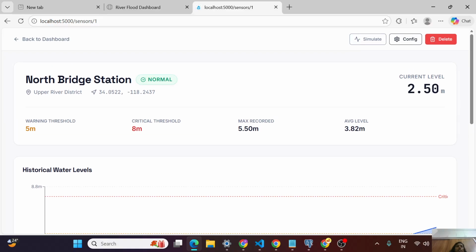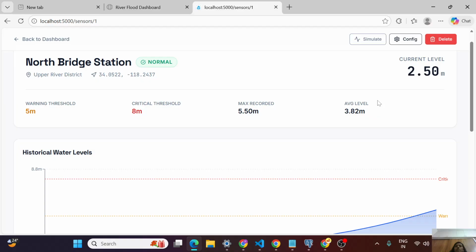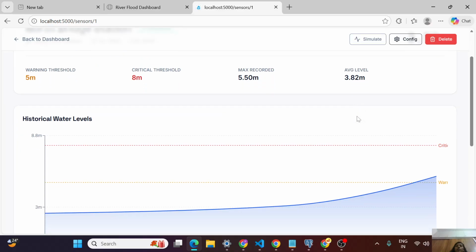The warning threshold is at 5 meters. If the level increases to 5, then a warning is provided to the host system so that critical actions can be taken. The critical threshold is 8 meters, the max recorded at this particular place is 5.50 meters, and the average level is usually 3.82 meters.